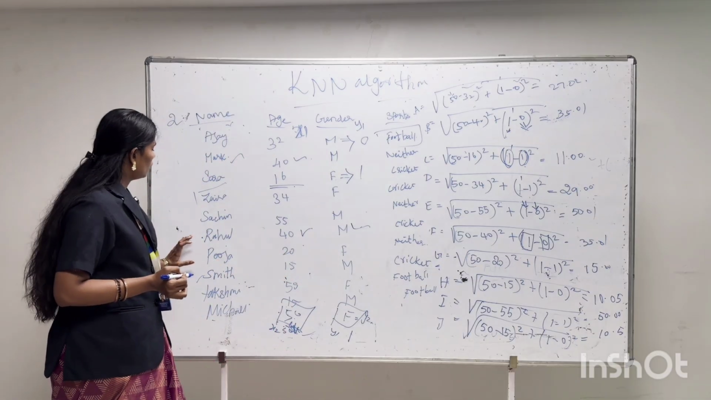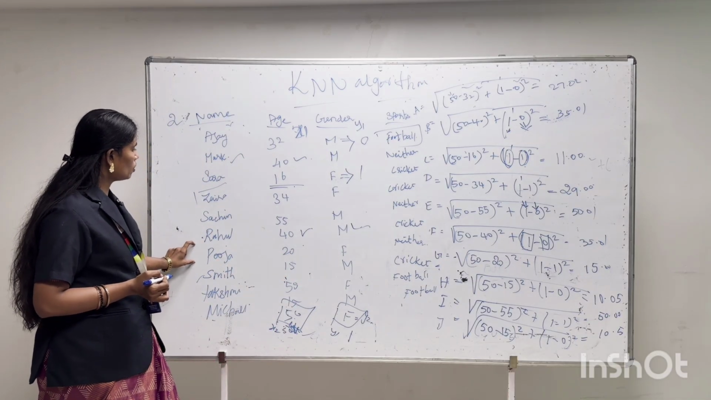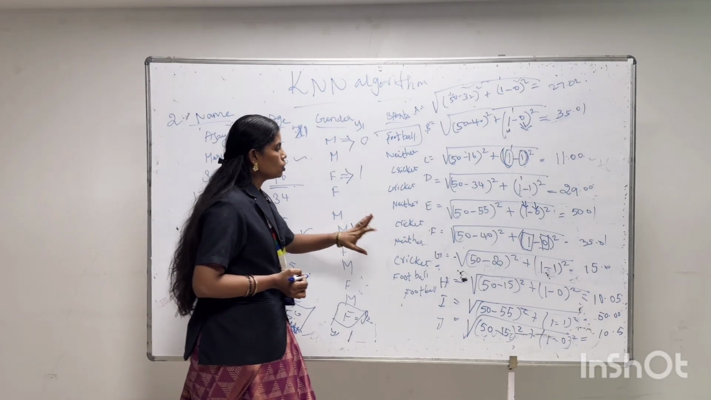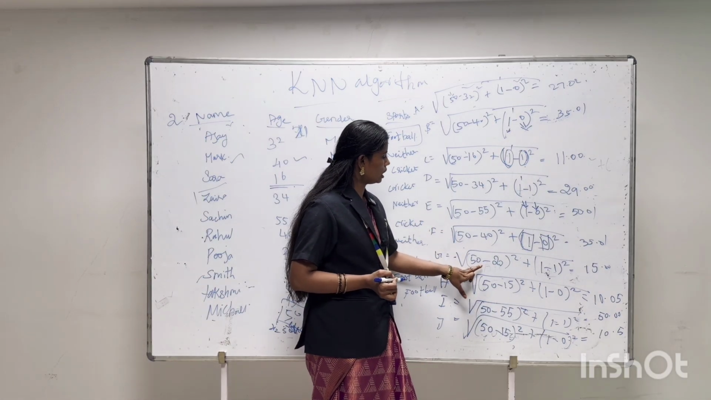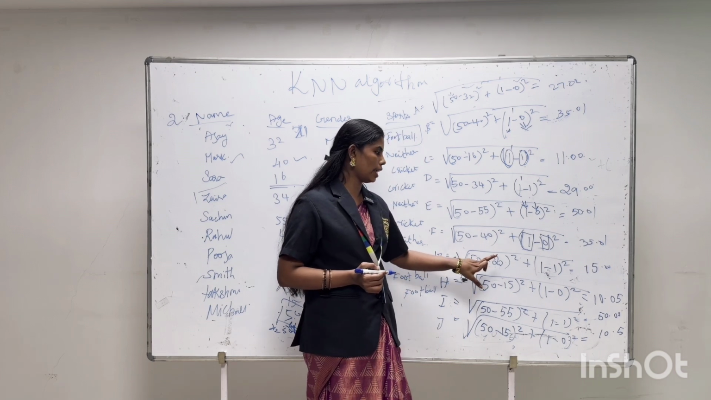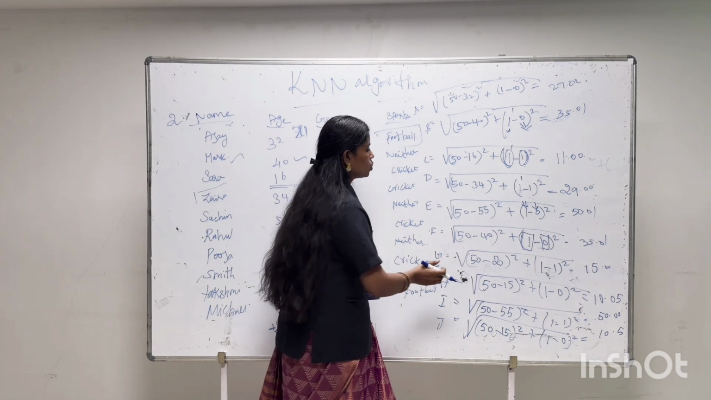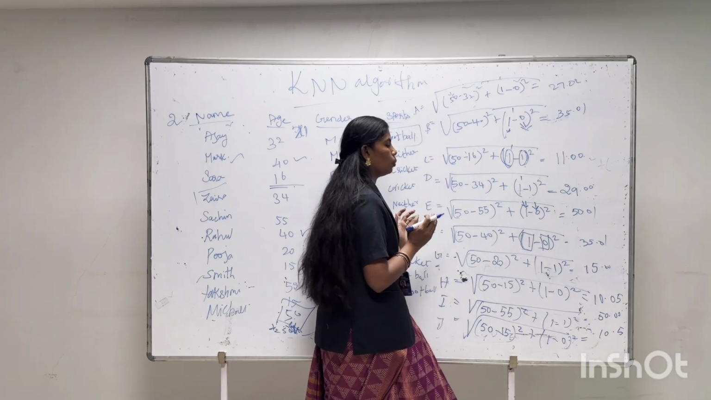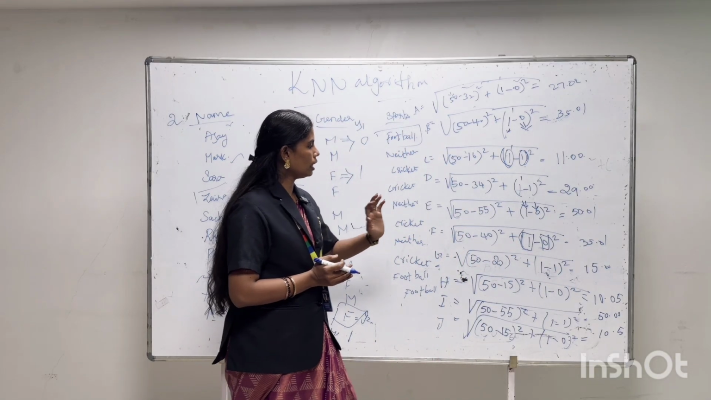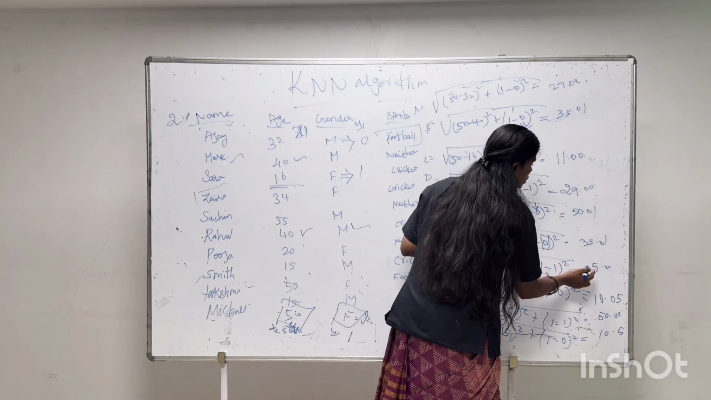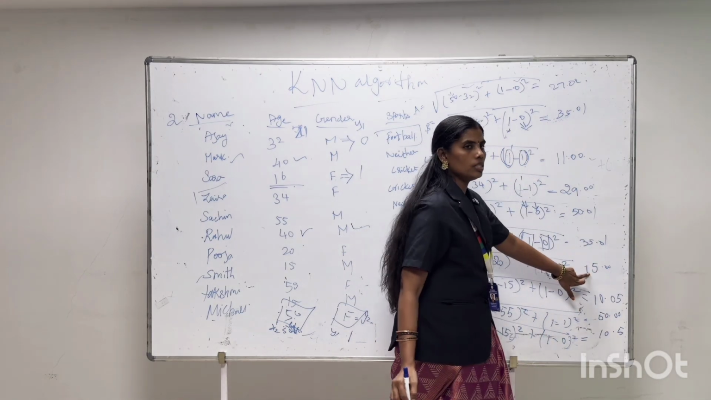Next data set is Pooja. Her age is 20 and she belongs to the gender female. So for Angelina and Pooja values, the age for Angelina is 50 and for Pooja is 20, whole square, plus here we take y2 minus y1. Both are female gender, so I have taken 1 minus 1 whole square. After all the calculations we received the value as 50.